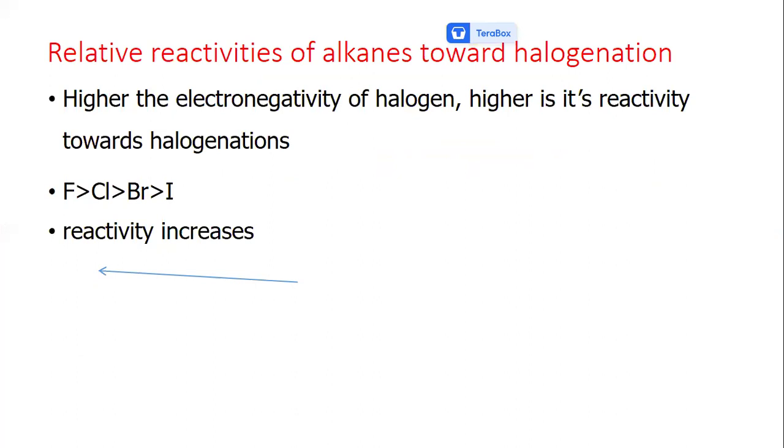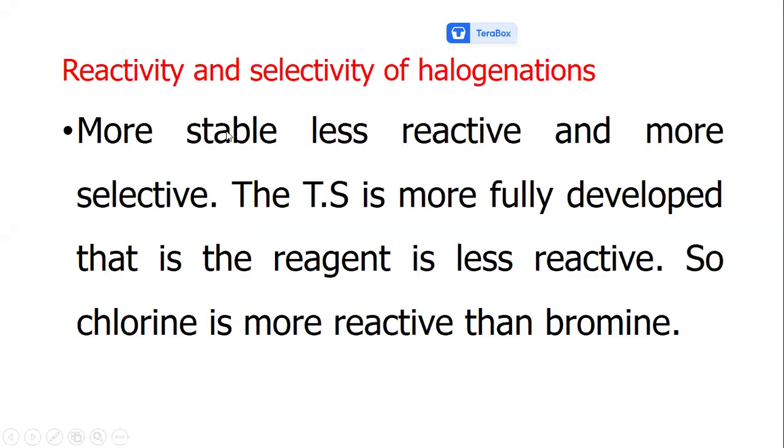The relative reactivities of alkanes toward halogenation: higher the electronegativity of halogen, higher is the reactivity toward halogenation. Reactivity and selectivity of halogenation: more stable, less reactive, and more selective. The transition state is more fully developed, that is, the reagent is less reactive, so chlorine is more reactive than bromine.